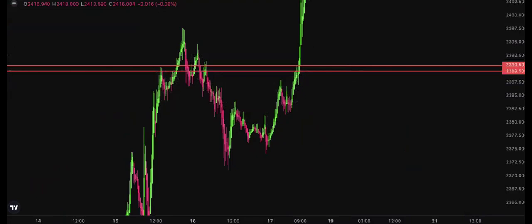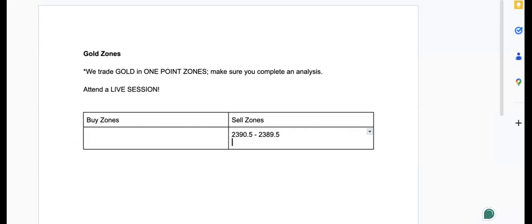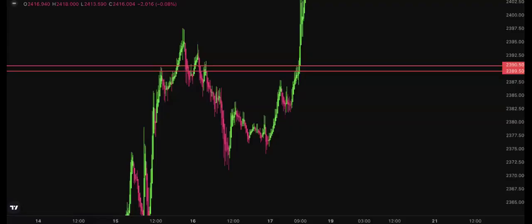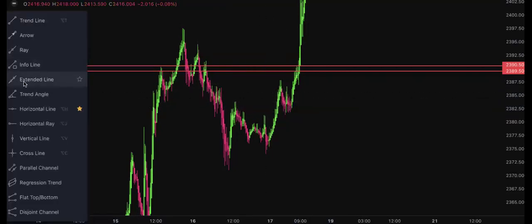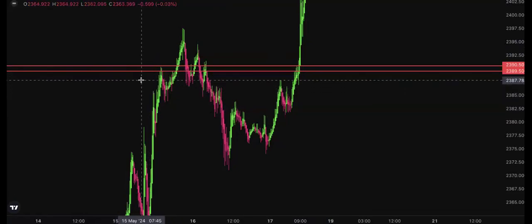So 2390.5 to 2389.5 is the zone I'm going to watch for. Okay. All right. And then right underneath here, you see it's a lot of great zones where the market is consolidating. I'm looking for consolidation. That means basically the market is going sideways. Okay. I want it to consistently go sideways.